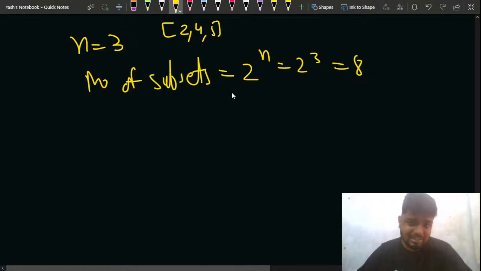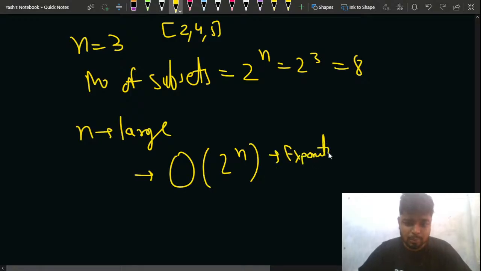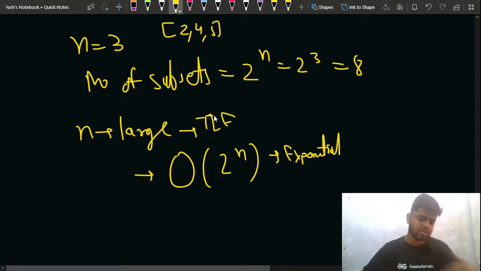right? So that is why you cannot do this. Because when n is very large, it will not be possible to generate all the subsets. So if you try to generate all the subsets, then the time complexity of that code will be order of 2 to the power n, that is, exponential, and when the n value is large, it will give you a time limit exceeded, right? So how do you overcome this problem? That is what we'll be discussing in this problem, right?